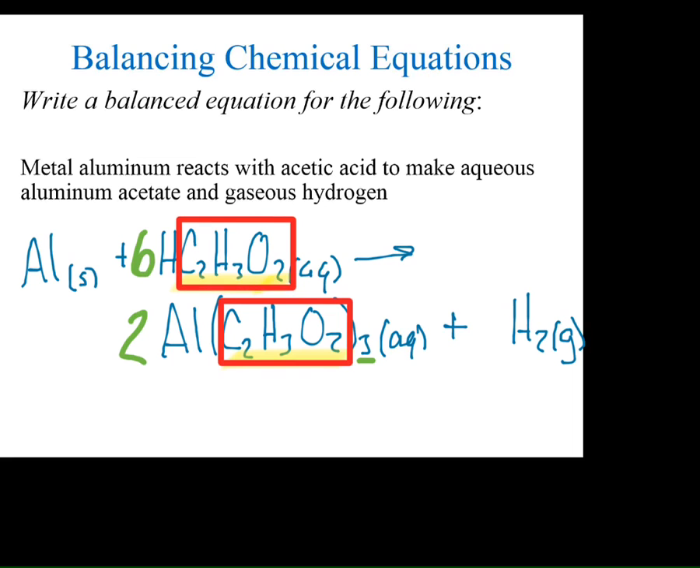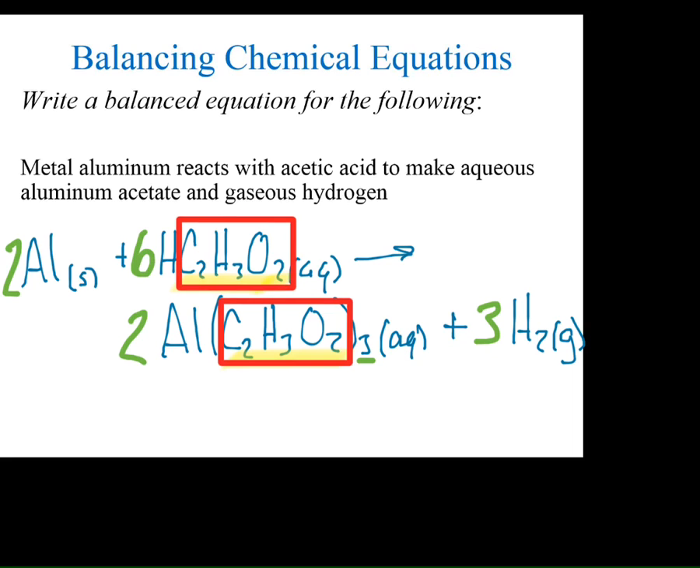I made two aluminum, so I need two aluminums. And I made six hydrogens. So how do I make H2 show me six hydrogens? Put a three in front of it. Now that's six hydrogens. So look that over. Two aluminums, six hydrogens, three times two, six hydrogens. Six acetates, two times three, six acetates.